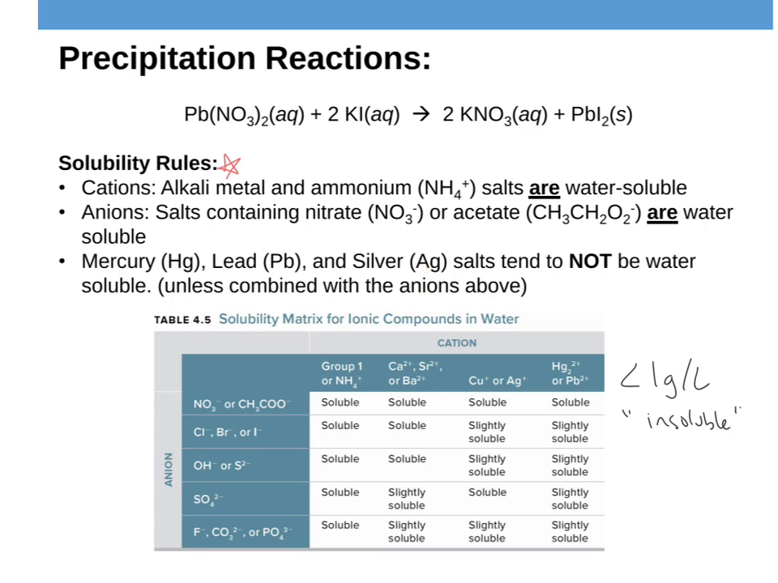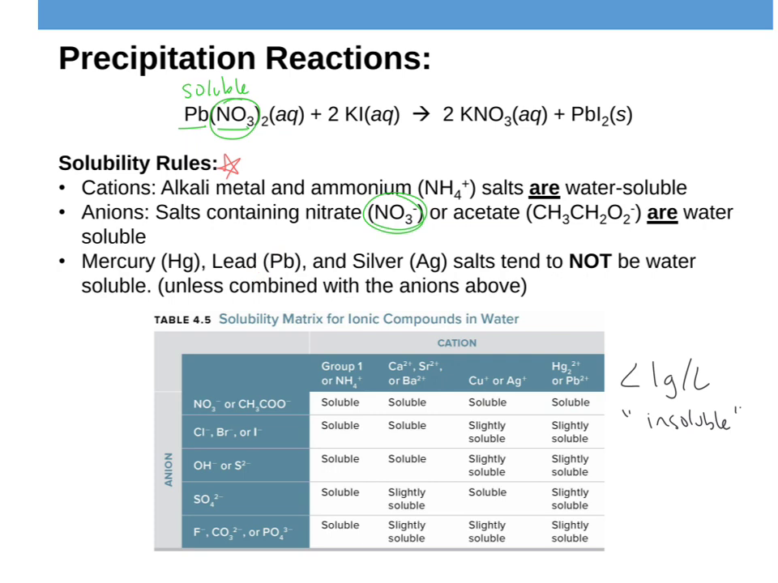So let's use these examples up here. If I look at this lead nitrate here, I see that nitrate is one of these, and anything that has nitrate in it is going to be soluble. So I can say that the lead nitrate is soluble. Even though it has lead in it, it's combined with nitrate, which means it is soluble.